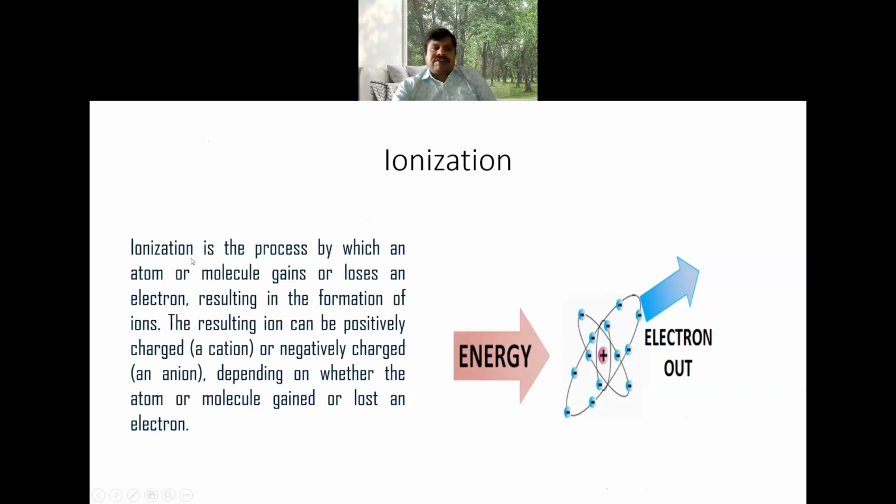Basically, ionization is the process by which an atom or molecule gains or loses an electron, resulting in the formation of ions. The resulting ion can be positively charged, which is known as a cation, or negatively charged, which is known as an anion, depending on whether the atom or molecule gained or lost an electron.